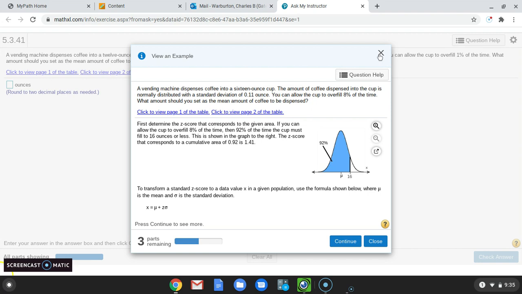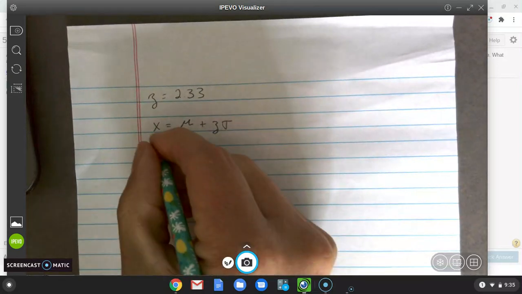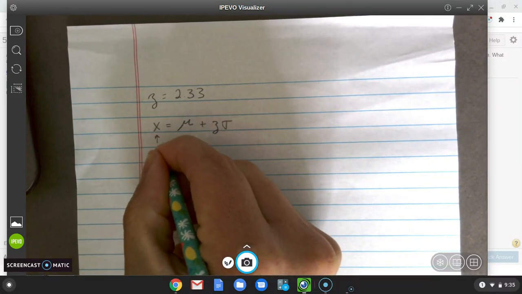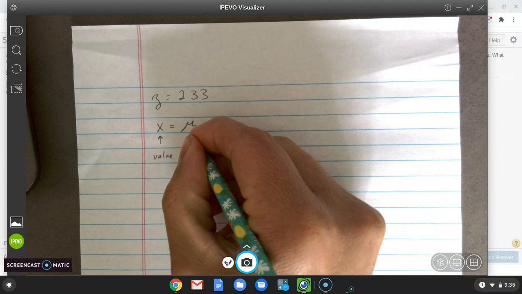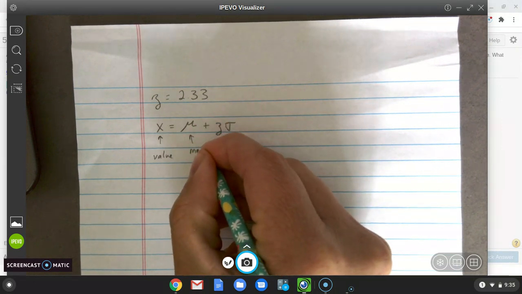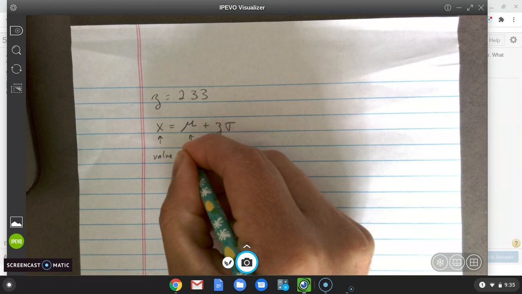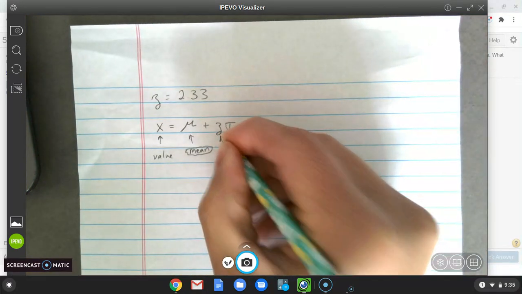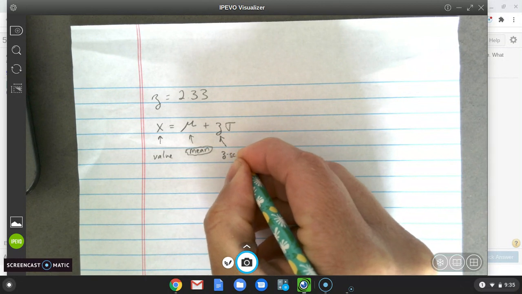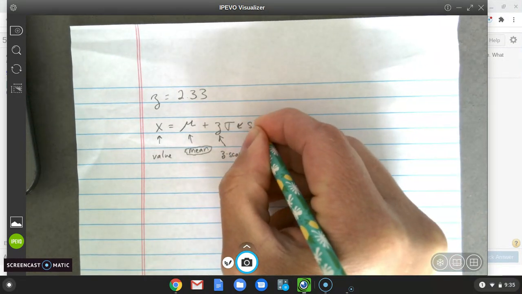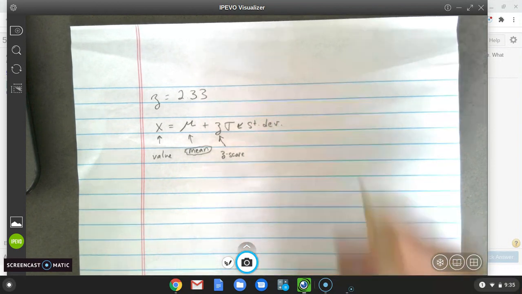Let's make sure we got the right formula here. Okay, so here's the formula. This is the individual value that we already have. This is the mean that we're looking for. I'll put a little box around that to remind us. This is the z-score that we just found. And this is the standard deviation. They give us that information as well.